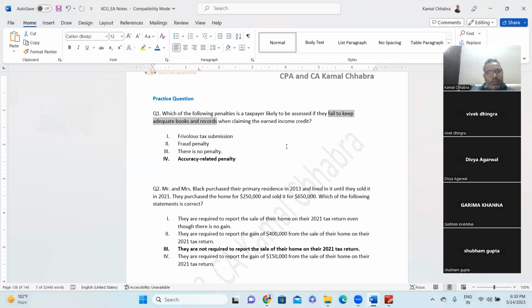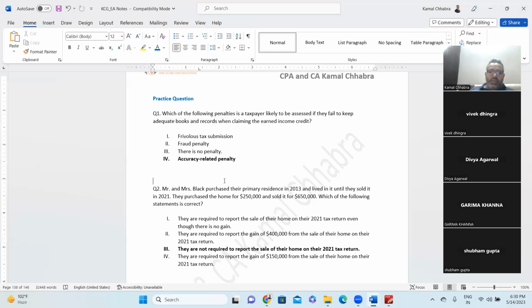What category of penalty would be levied if you do not maintain adequate records and books to claim the earned income credit? That is the accuracy-related penalty. It means that for the EIC you are claiming, whether it's accurate or not, if you do not have appropriate justified backup supporting documents, the penalty applies.